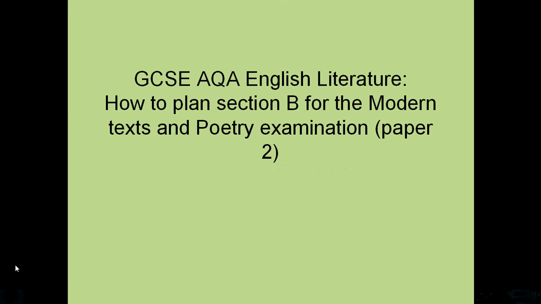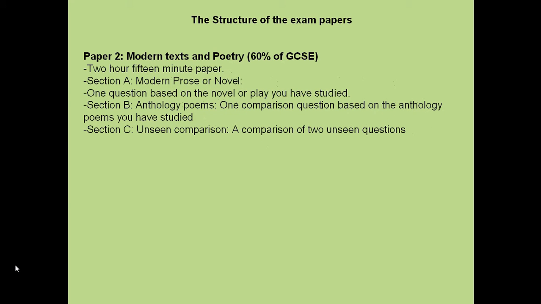Hello everyone and welcome to the English Teacher's Guide to the brand new GCSE AQA Literature Paper 2. We're going to focus today on how to plan Section B, which is a comparison for anthology. Just a quick reminder, this paper is worth 60% of your entire GCSE Literature course. It's a 2 hour and 15 minute paper, so it's a slightly longer one because there are 3 sections.